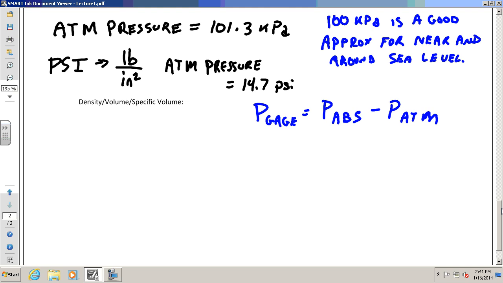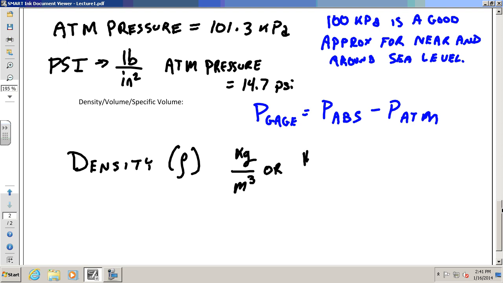All right. One more thing here. This is easy. Density. Density is usually given by the Greek letter rho. And density is basically the amount of mass per volume, kilograms per meter cubed, or pound mass per foot cubed. How much mass is there per volume? I don't know too many other units that we're going to use.